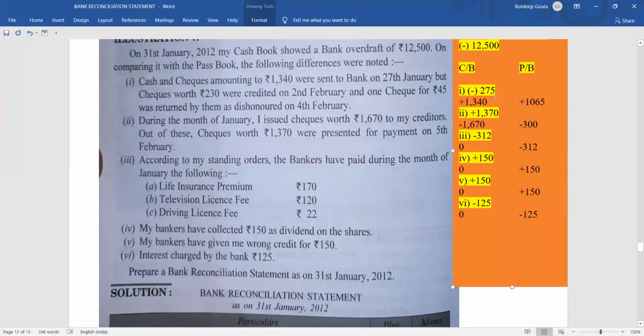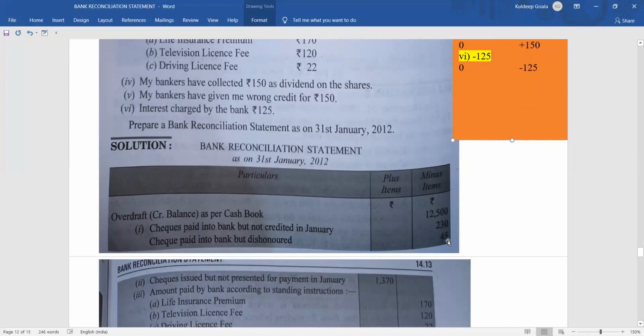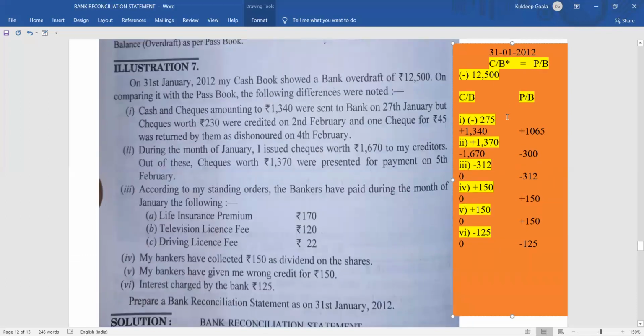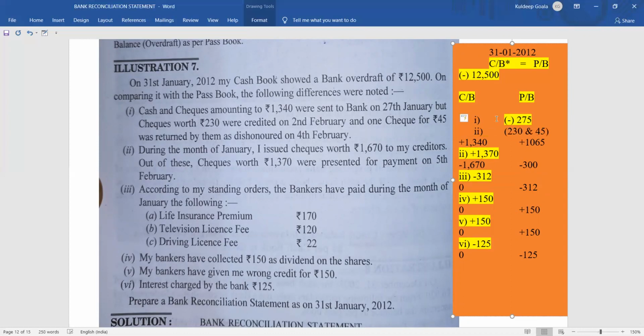So what was that? 275. We know the amount. One was 230 and one was 45, both in the minus. Okay, together we have done this. 275 we can put in two ways. One is 230 and again, what was the remaining one? It was this mentioned here, 45. Okay, this you can just put down so that you can easily understand. So this was the minus items, minus 230 minus 45.